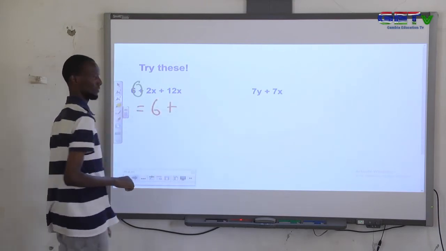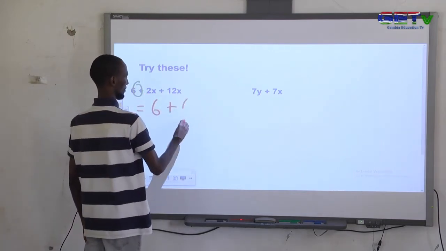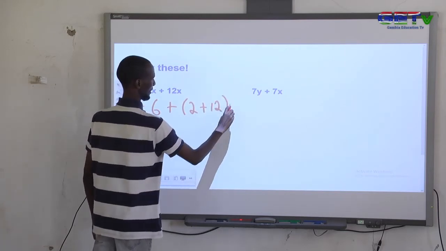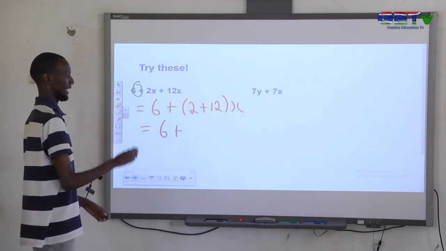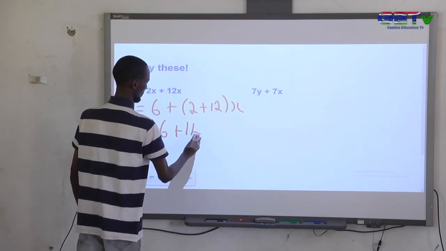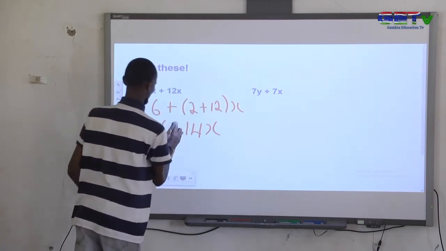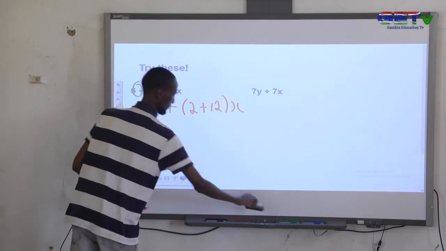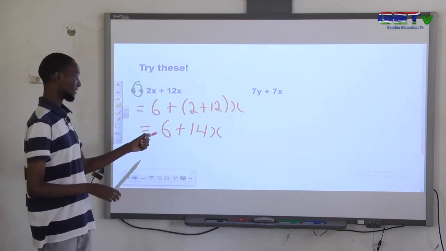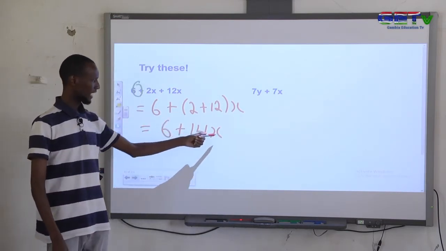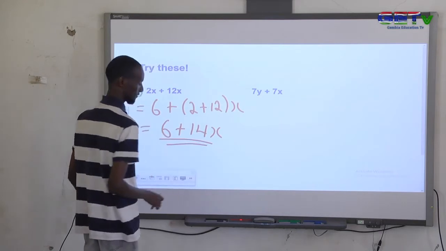6 plus. Now, if you're going to add 2x plus 12x, you add the coefficients, so you get 2 plus 12 and maintain the variable. And that ends up giving you 6 plus, if you add 2 to 12, you get 14, 14x. Now, that properly gives you 6 plus 14x. Now, if you look at 6 and 14x, these are not like terms. So therefore, you can't add them. So that is as far as we can go.